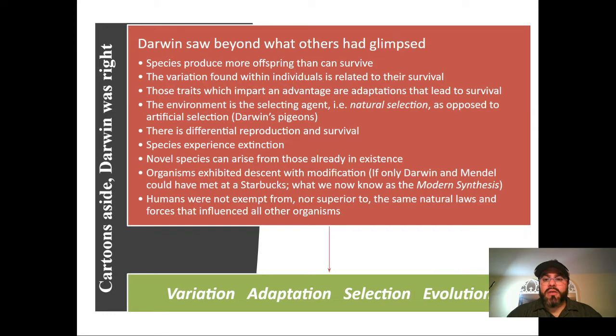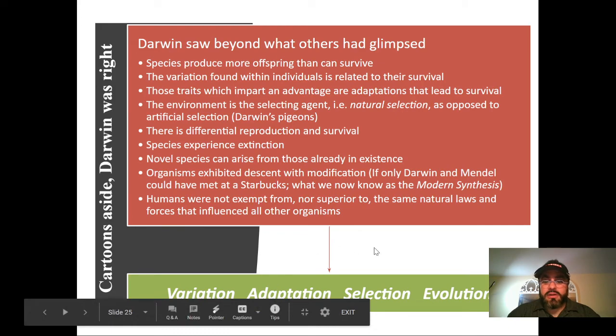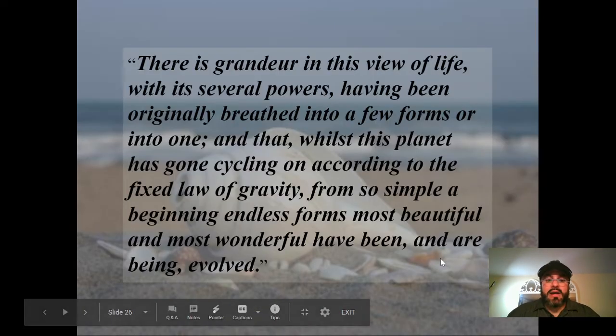Darwin saw beyond what others had glimpsed, and he realized a couple of things. He observed that species produce more offspring than can survive, that there's variation among individuals in any population, and that those traits that help individuals survive and then reproduce are the ones that are going to be passed on. Darwin did not talk in terms of genes. He was not aware of the genetic work done at the time by Mendel, which we'll not talk about here. But the idea is this: there's variation that leads to adaptation, eventually selection, and finally evolution.